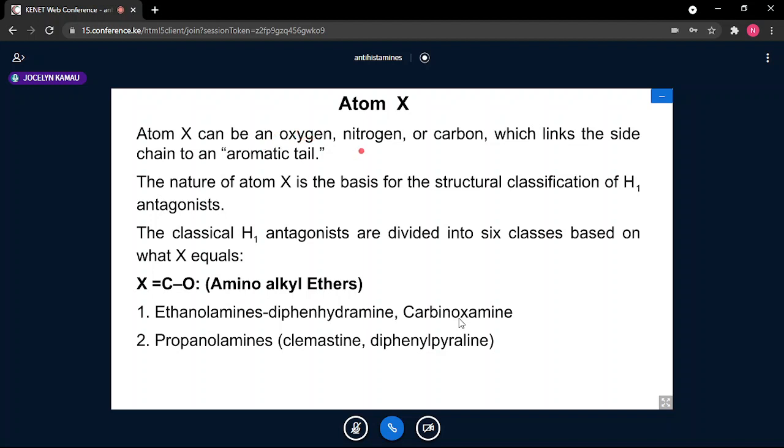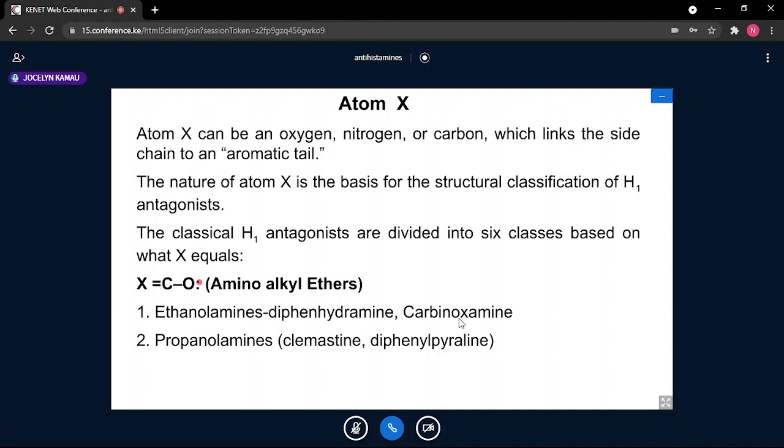A carbon-oxygen, and then it can be a nitrogen, or it can be a carbon which links the side chain to an aromatic tail. An aromatic tail is this tail which contains the alkylamine. So it can be a carbon, a carbon-oxygen, or a nitrogen, with good activity. The nature of atom X is the basis for the structural classification of the H1 antagonists. The classical H1 antagonists are divided into 6 classes based on what X equals.